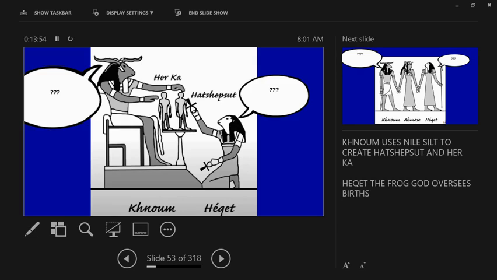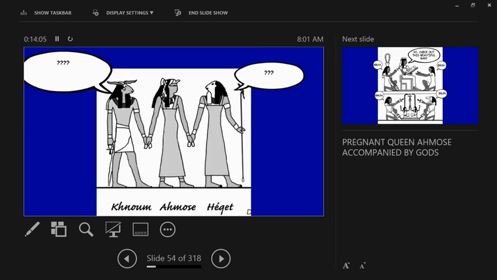Khnum uses the Nile silt to create Hatshepsut and her Ka. And Heket, the frog god, oversees the births. I'm the question marks. I'm going to put in jokes later on. I just haven't got to it.